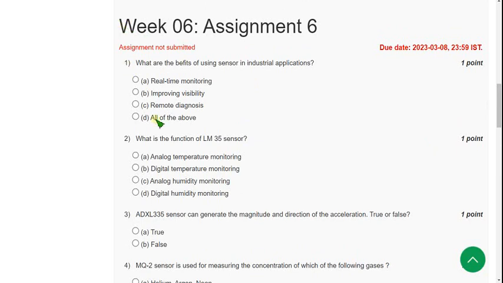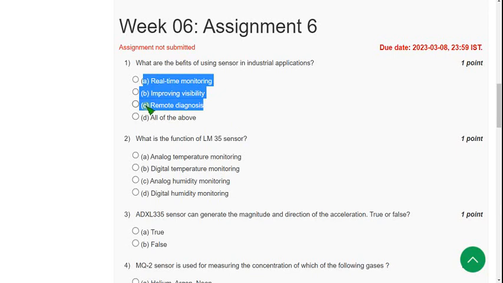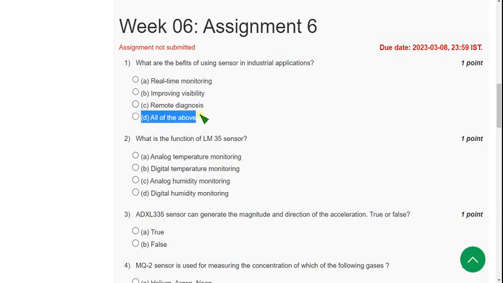So let's get into the video now. First question, what are the benefits of using sensors in industrial applications? For the first question, the correct answer is all of the above. That means option D.